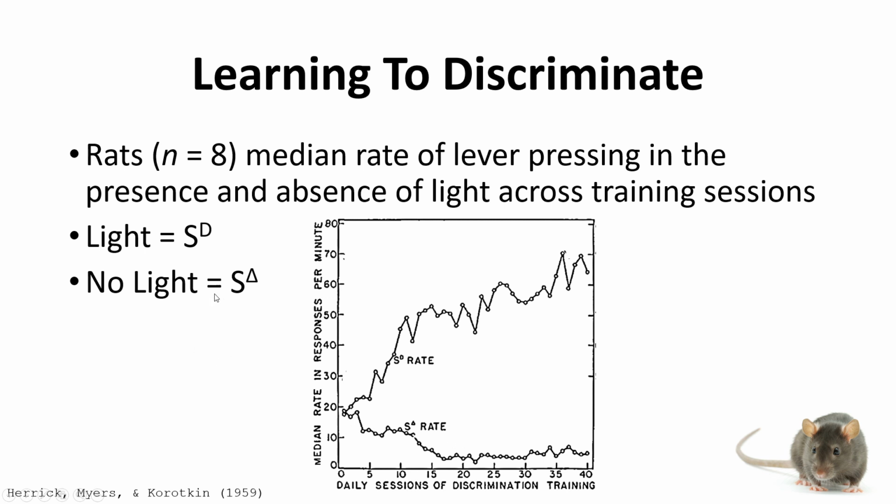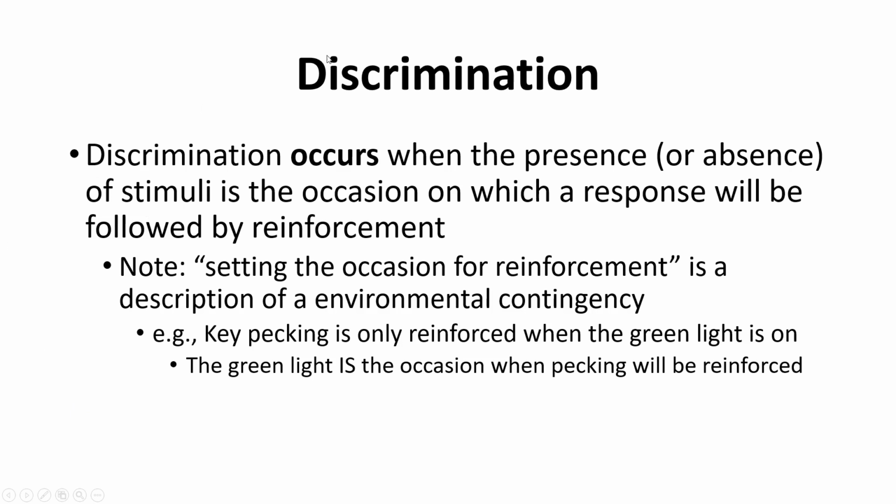So in this case, they're learning to discriminate between the light being on and the light being off, and they're adjusting their behavior accordingly. So discrimination basically occurs when the presence or absence of stimuli is the occasion on which a response will be followed by reinforcement. Basically, the light being on or off was telling us if pressing the lever would get them food or not. So they've learned that pressing the lever when the light is on gets them food, and pressing the lever when the light is off doesn't get them food.